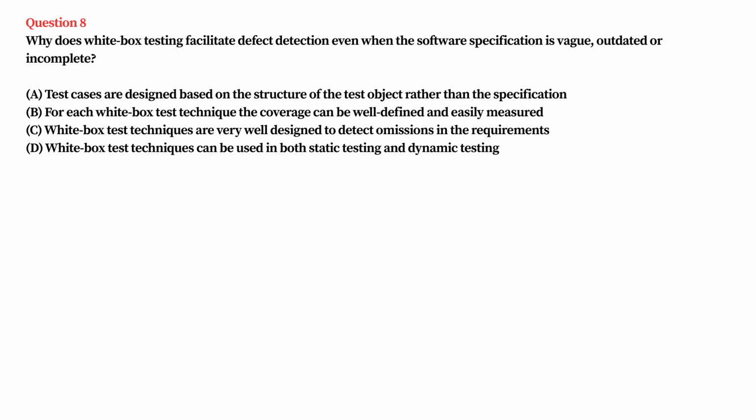Answer A is correct. A fundamental strength that all white box test techniques share is that the entire software implementation is taken into account during testing, which facilitates defect detection even when the software specification is vague, outdated, or incomplete. This means white box testing can find defects such as an extra feature added to the code, either accidentally or deliberately, that is not supposed to be there, which black box testing cannot detect.